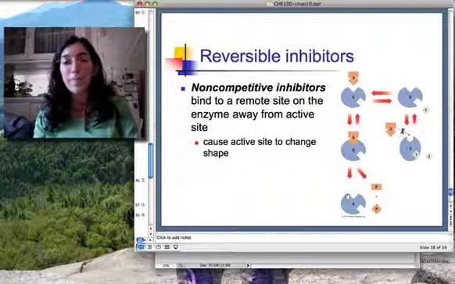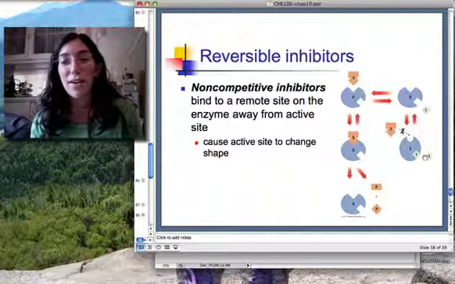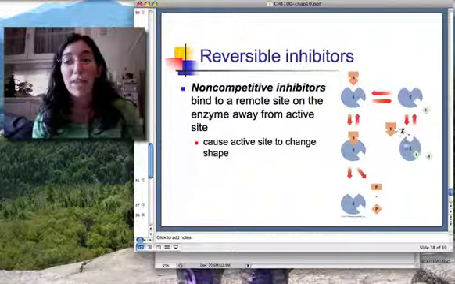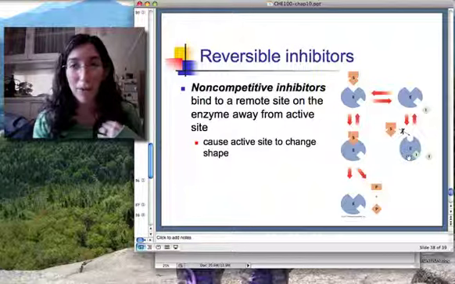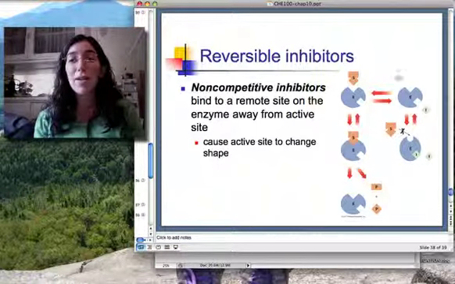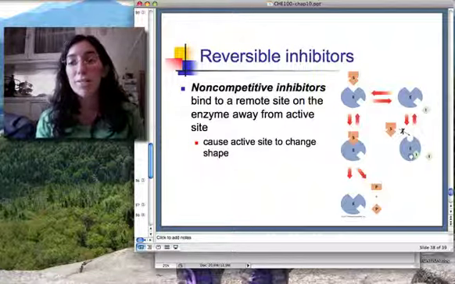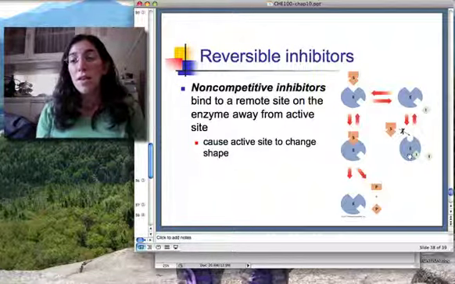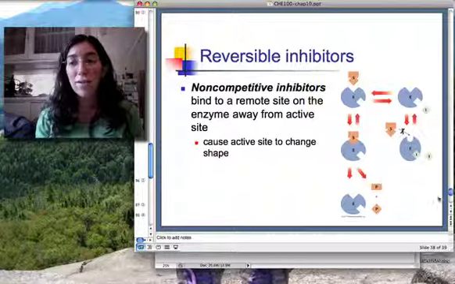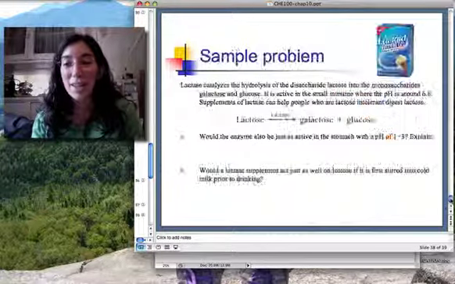We call this non-competitive because if you have a bunch of this inhibitor, you can't bump the inhibitor out by adding more substrate the way you could with a competitive inhibitor, because they bind to different sites. So these non-competitive inhibitors are, I guess, a little more dangerous or detrimental to enzyme activity.